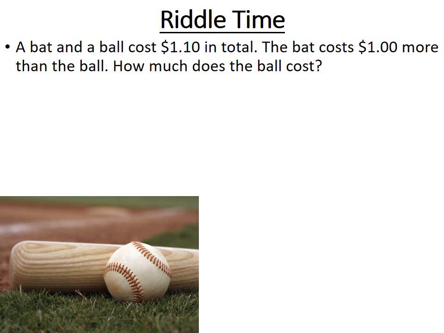To challenge yourself, try this riddle over here. A bat and a ball cost $1.10 in total. The bat costs $1 more than the ball. How much does the ball cost? Think about this carefully. Try the problem out. Come up with an answer. Compare with a peer. Try with a partner. And see if you got the right answer or the wrong answer.